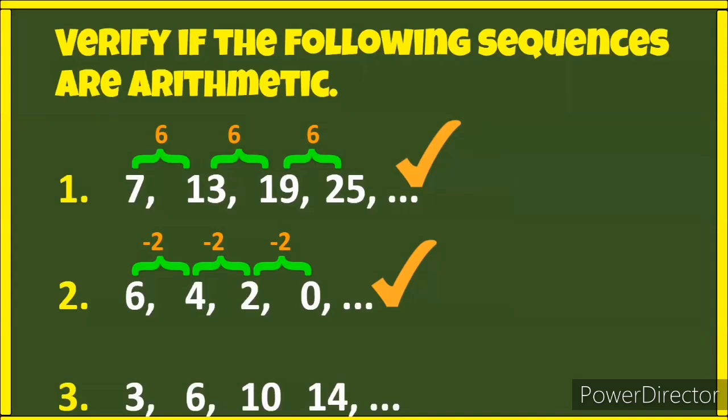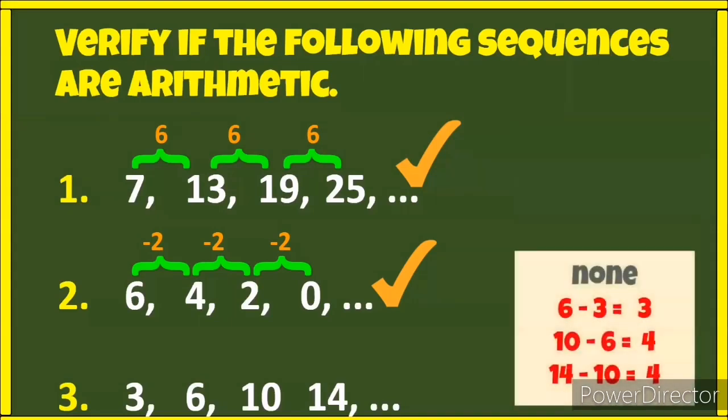Number 3, let's check. 6 minus 3, 3. 10 minus 6, 4. 4 minus 10, 4. What can you say about the differences? Okay, we don't have common differences. Therefore, this is not an arithmetic sequence.